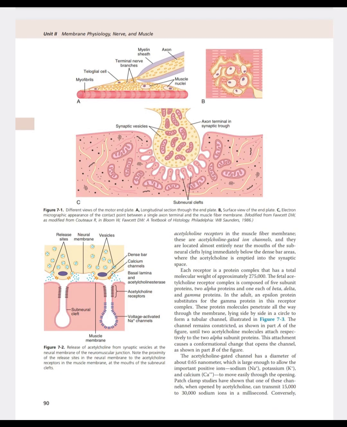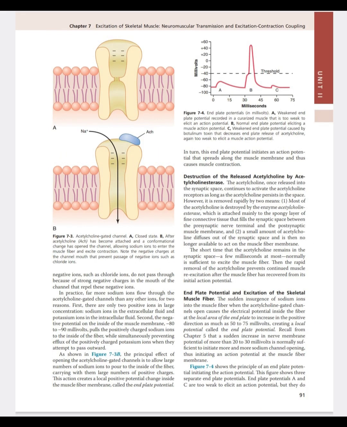Now leave all the text and let's come to the next heading, that is the destruction of the released acetylcholine by acetylcholinesterase. In this, it's written on the fourth line: most of the acetylcholine is destroyed by the enzyme acetylcholinesterase, which is attached mainly to the spongy layer of fine connective tissue that fills the synaptic space between the presynaptic nerve terminal and the postsynaptic muscle membrane. And a small amount of acetylcholine diffuses out of the synaptic space and is then no longer available to act on the muscle fiber membrane.